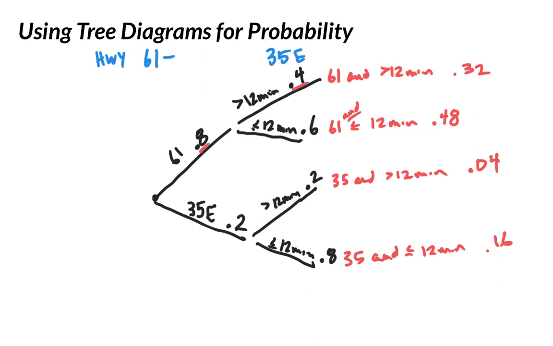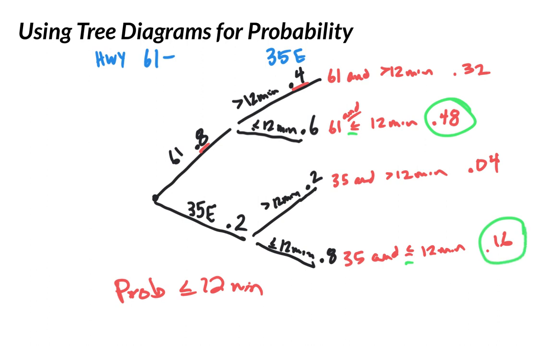Now, if my only question to you was, what's the probability that it took less than or equal to 12 minutes, you would simply go to the two less than 12, and you would add those two together and get 0.64. So we can do these with either just counting possibilities, or we can actually change the probabilities on them as well and answer quite a few difficult questions.